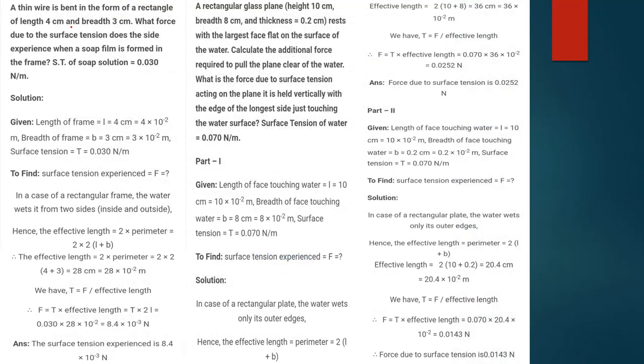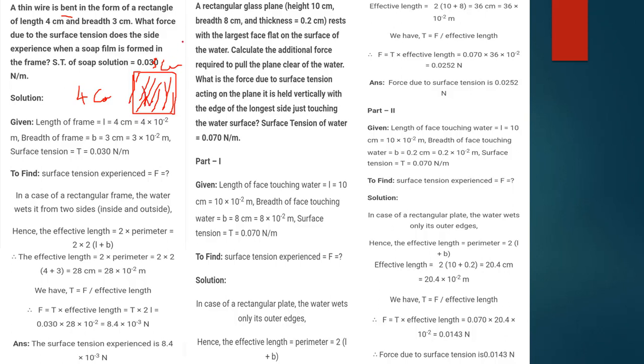The further examples here, you have a thin wire is bent in form of a rectangle of length 4 cm and breadth 3 cm. What force due to surface tension does the side experience when a soap film is formed in the frame? So you are having a rectangle, okay, 4 centimeter, 3 centimeter. So the question is, what is the force due to surface tension does the side experience when a soap film is formed in the frame?